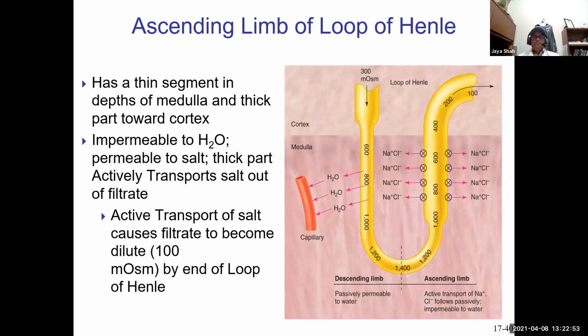So let's see here. Before we talk about ascending and descending limbs, this is the starting point of the loop. Before here, it is the proximal tubule. So once fluid is coming from the proximal tubule in the cortex, it is still 300 milliosmols, okay? Now the medulla starts from here. Before we talk about how this changes from 300 to 1400, let's see the characteristics of the descending limb and ascending limb here.